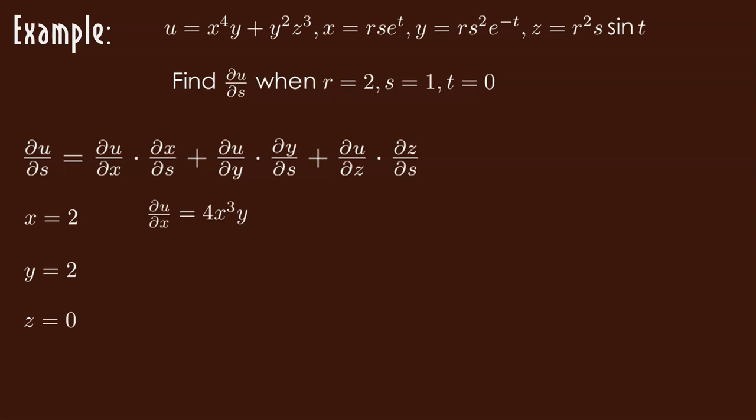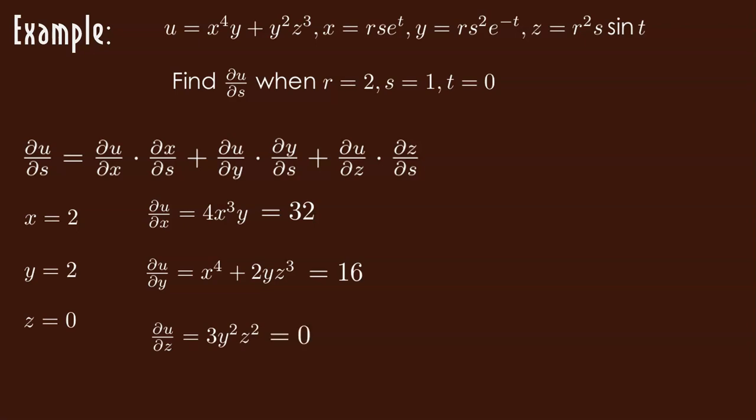The partial of u with respect to x is 4x cubed y. Plugging in my numbers, I get 32. The partial of u with respect to y is x to the 4th plus 2yz cubed. Plugging in my numbers, I get 16. The partial of u with respect to z is 3y squared z squared. Plugging in my numbers, I get a 0. Ooh, I like zeros. Things fall away when you have zeros. So now I've got those partials.